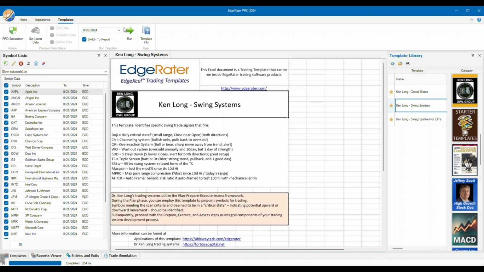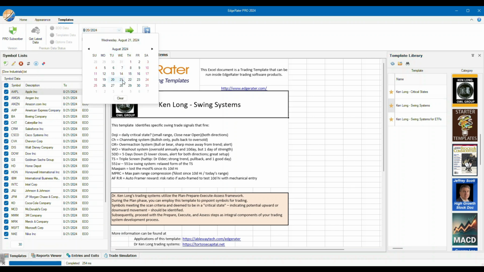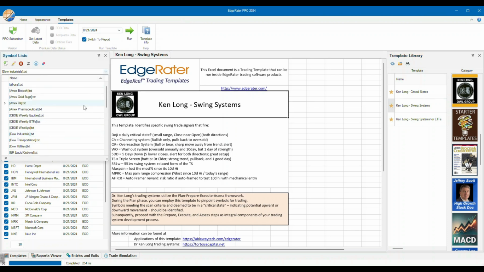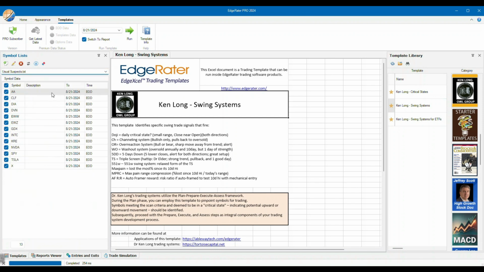So today is August 21st, so I'll put in the 21st here in our report date. We got our latest data, and I'm going to run it. You can run on any symbol list. I'm actually going to run it on usual suspects. This is a list of mostly ETFs, a couple stocks in there too that are just some favorites. We have stocks we really like to trade intraday because they're large, they're liquid, so they just tend to move very well intraday, particularly for the kind of patterns that we use.